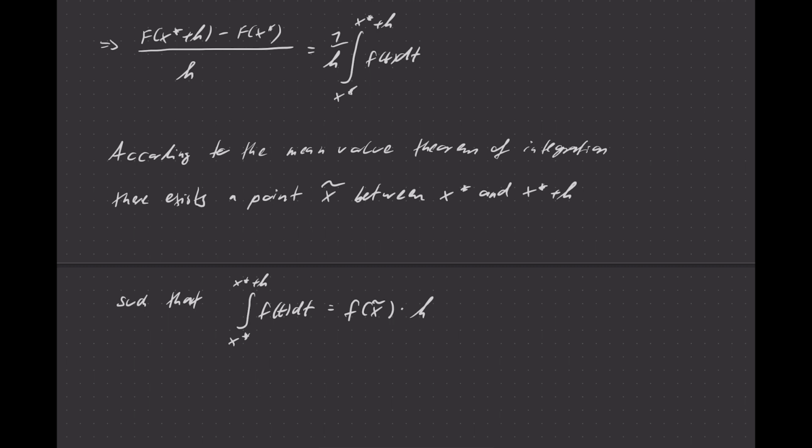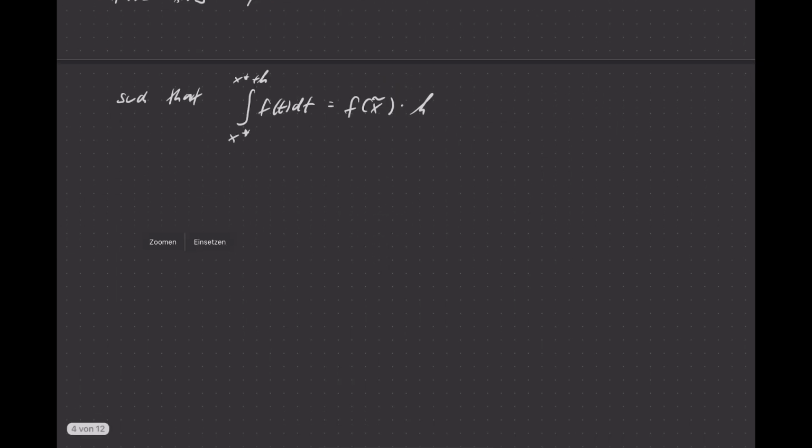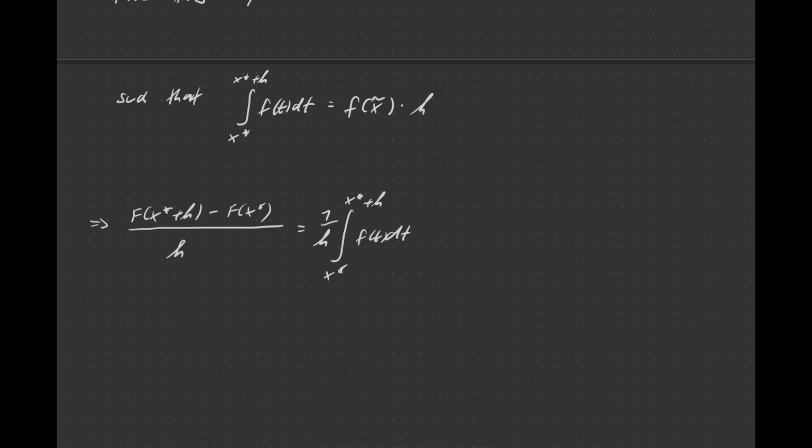Okay, so this is true according to the mean value theorem of integration. And now, if we use that here, then that means we can just continue with that expression here. Let's copy that and put it in here. And that means we just replace this expression by this. So what we get is 1 over h times f of x tilde times h, or just f of x tilde.